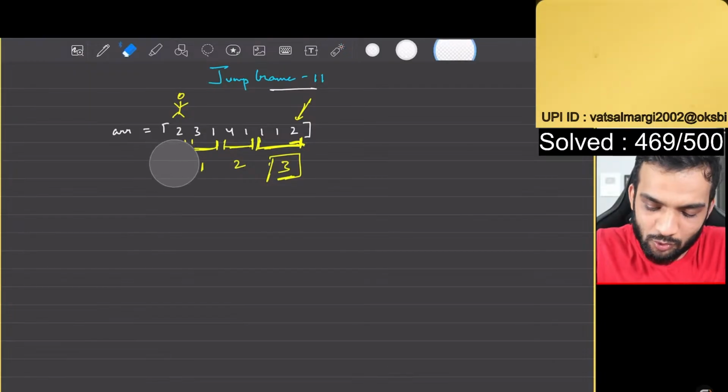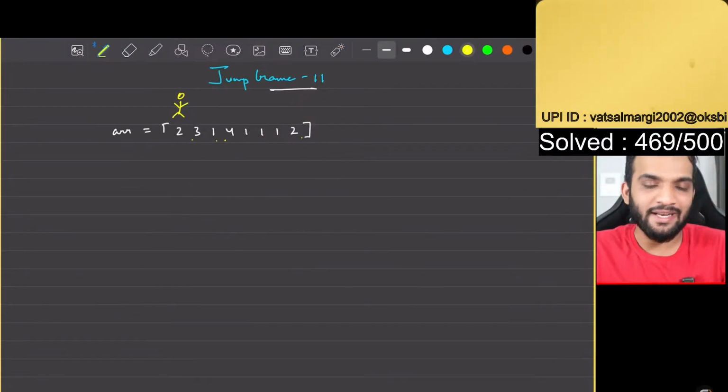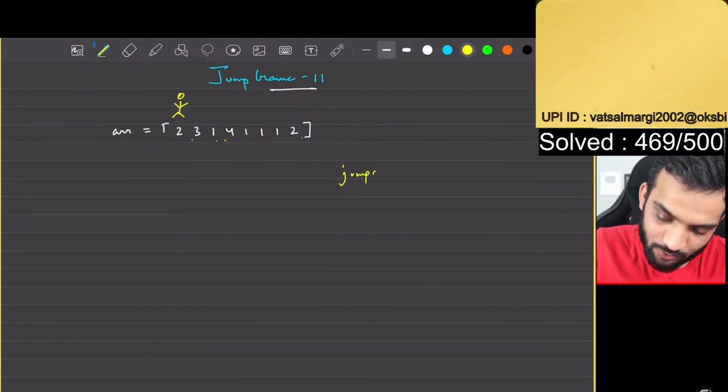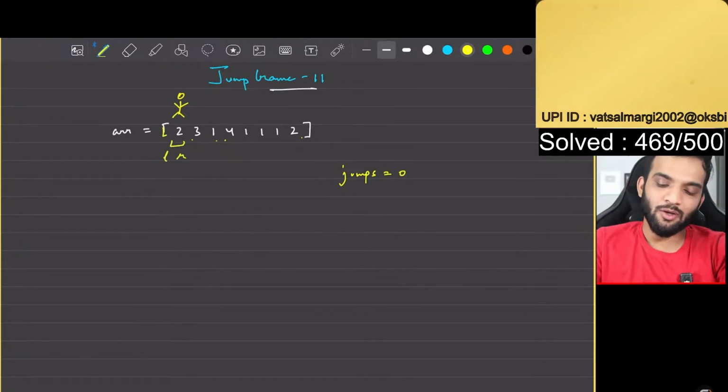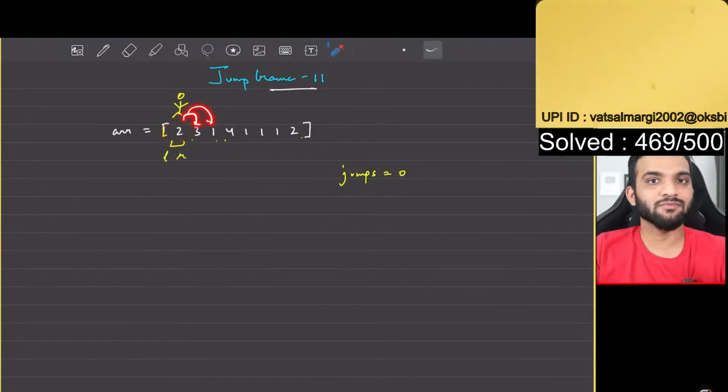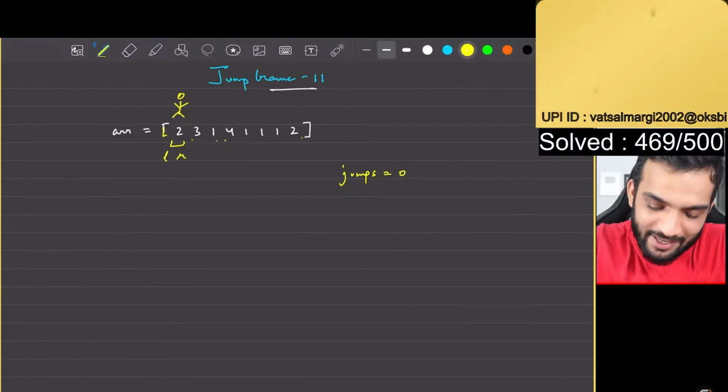Let's check out the code. It's going to be super easy. I'll write a very simple code. Tell me the initial jumps. You know it, right? Initial jumps is 0. Tell me the initial range, this much. So maybe you can carry an L and R, which is initially at the 0th index. Okay, from here, when I jump, till here. What is the next range? The next range is this.